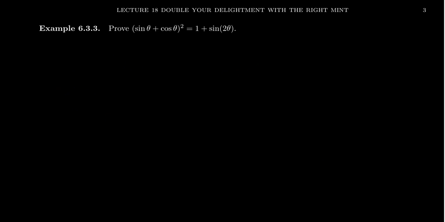All right, could we prove an identity using the double angle identity? You'll notice, of course, there's a sine of 2A on the left-hand side.